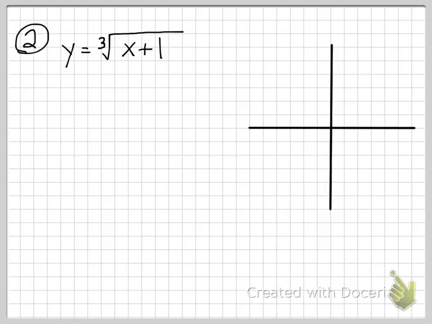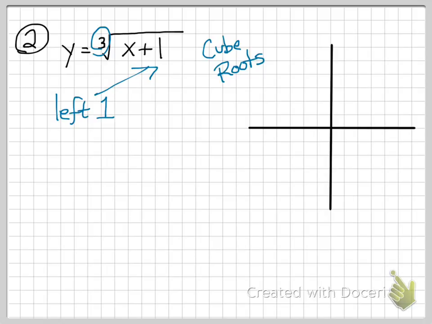Number 2. What kind of radical do I have? Well, the 3 out front indicates that it's a cube root. Remember, the cube root goes all the way across the graph, infinities to infinities. But let's look at the transformation. What does the 1 under the radical tell us? It's moving left 1. The 3 out front just indicates which root it is. It's not a stretch or compression.